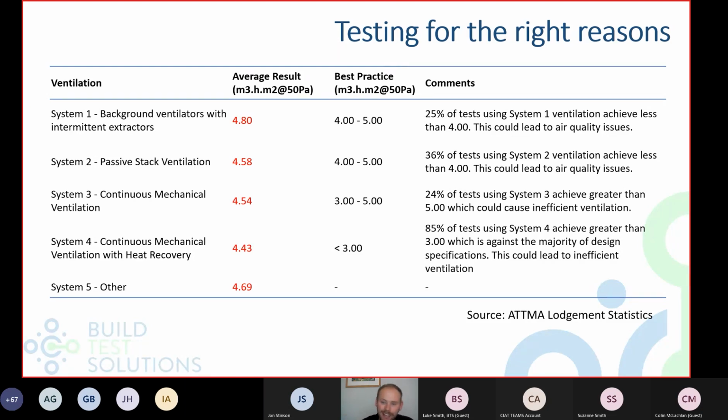So are we testing for the right reasons? Are we testing to make sure that we're going to get the right ventilation system to go with the building, or are we testing to meet the compliance limits? So it's really important to think about that.